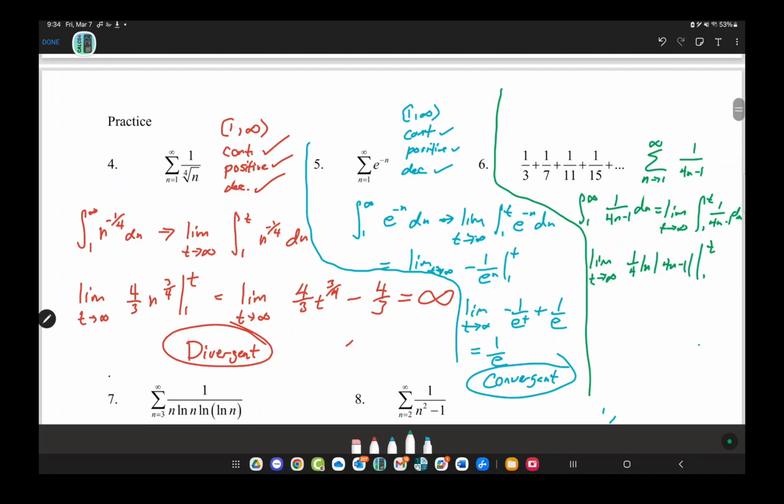You would have to do the u substitution. You could use u substitution, or again, we do know it's a chain. What's the derivative of the denominator? 4. So you have to take out a 1/4 to cancel out the 4. What would cancel out 4? 1/4.